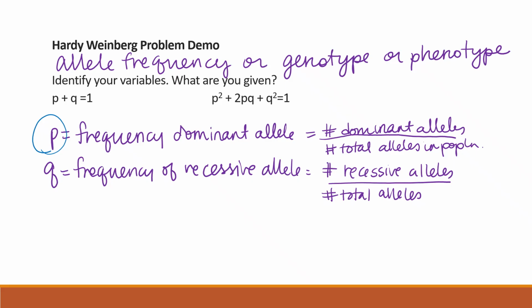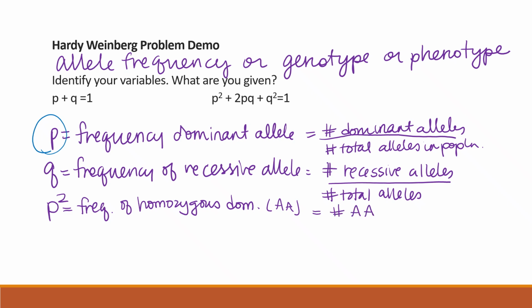For our genotype frequencies, p squared is going to be the frequency of the homozygous dominant individuals. In other words, the frequency of, let's say, big A individuals. So this is the number of homozygous dominant individuals divided by the total individuals.